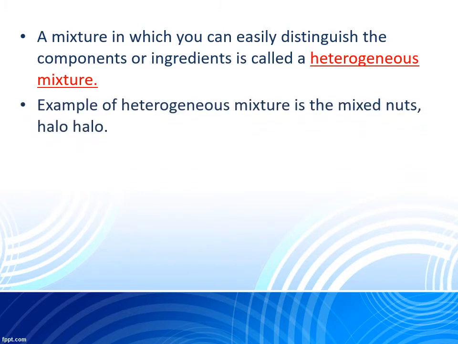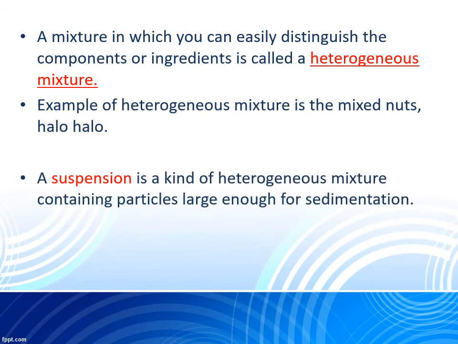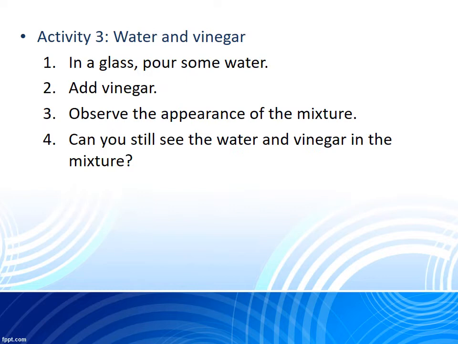Examples of heterogeneous mixtures are the mixed nuts and the halo-halo. A suspension is also an example of a heterogeneous mixture. A suspension is a kind of heterogeneous mixture containing particles large enough for sedimentation. An example for that is water and sand. You can easily identify its parts if you let it stand still. You can see the sand settling at the bottom. That process is what we call sedimentation.